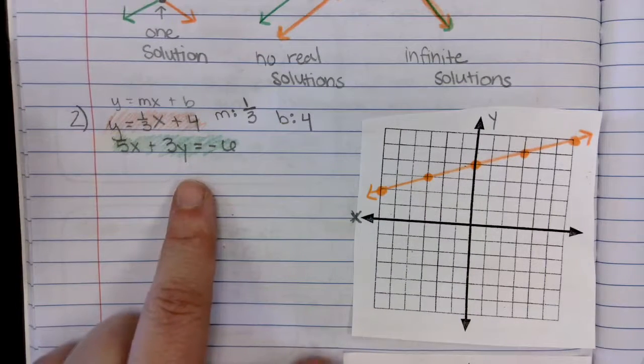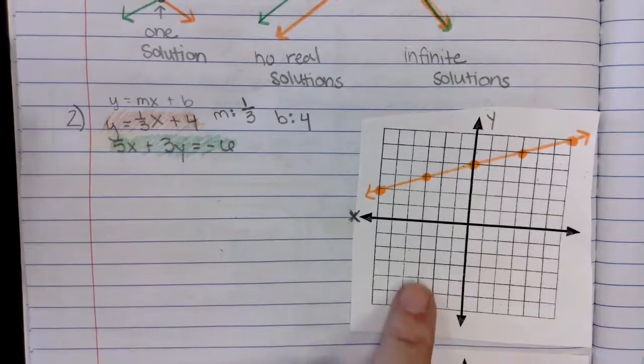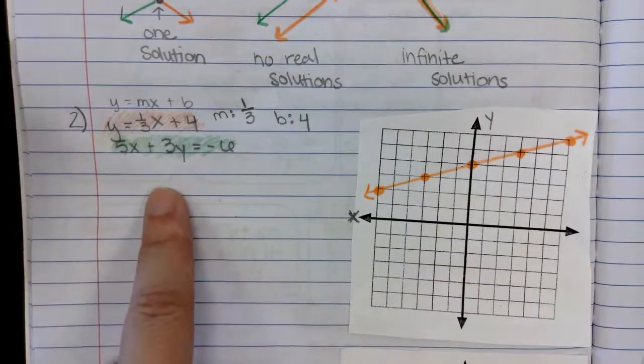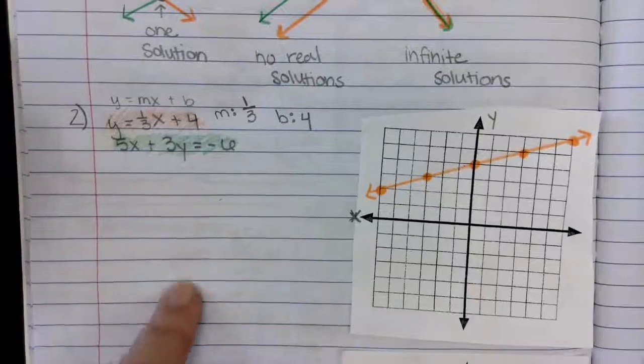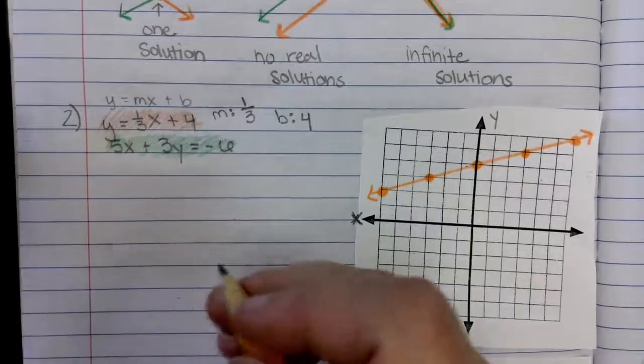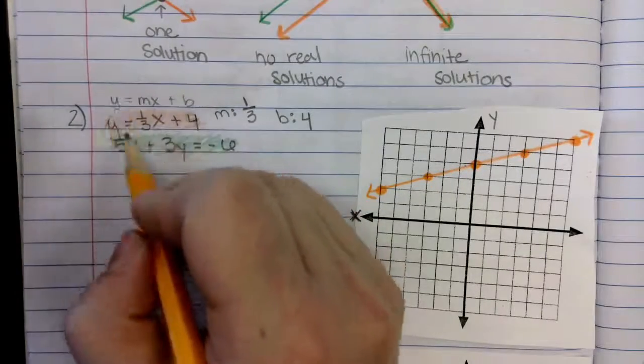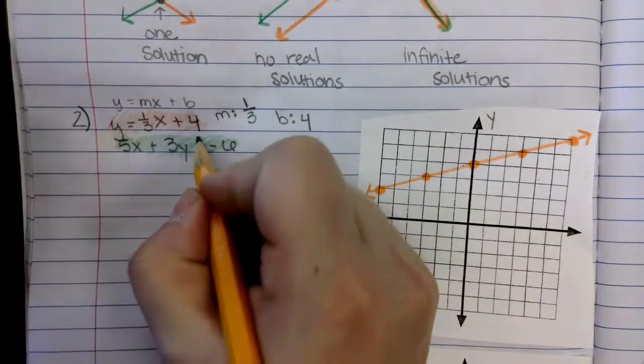No. It sucks. Just kidding. We love standard form this chapter. This is the only lesson that we really don't like it too much. Okay? So what we need to do is put it in that y equals mx plus b form. So we're going to solve that equation. Our goal is to get that y by itself.